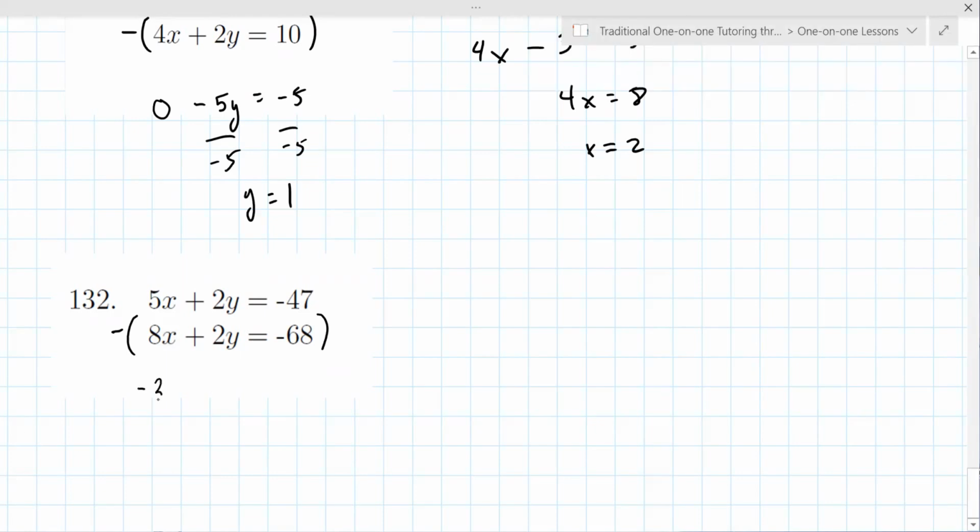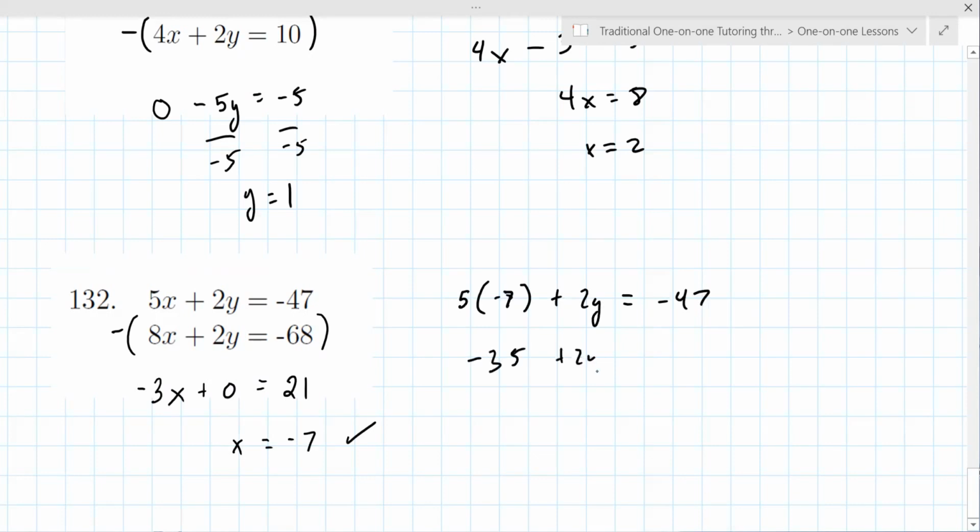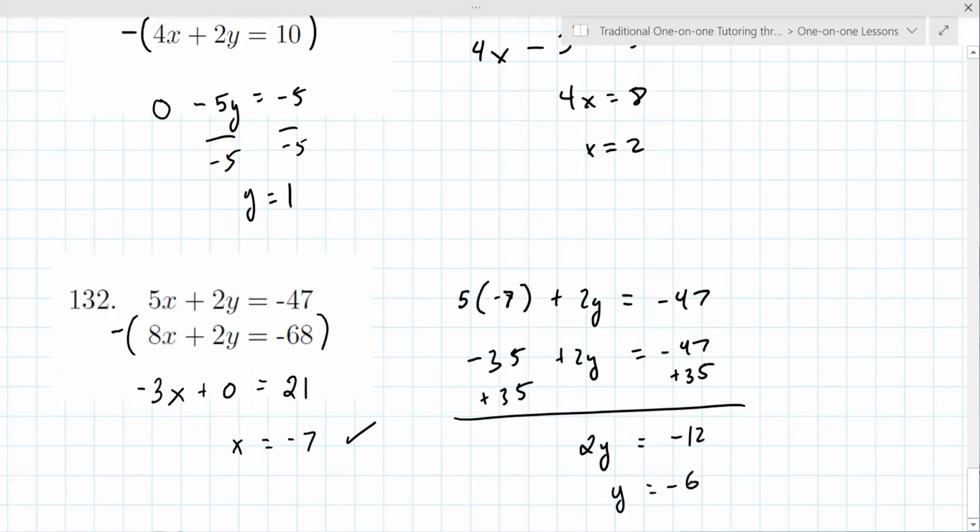Should get something like minus 3x plus 0 equals negative 47 minus a minus 68, which becomes positive 68, so you get 21. You should get x equals minus 7. And then we'll go to that top equation, 5 times negative 7 plus 2y equals minus 47. We'll just solve the way we've done many times before. And it looks like y equals negative 6. Okay.